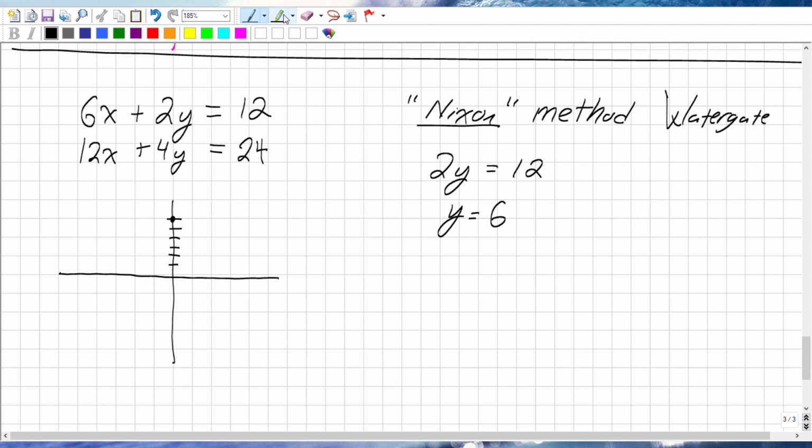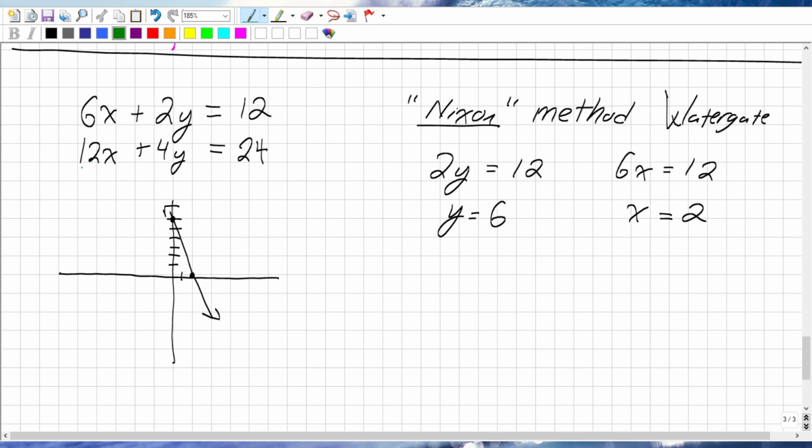Now, to solve for the other part, I would cover up the y, and I'd be looking at my x. What do we have here? 6x is equal to 12. So I'd write down 6x is equal to 12, which means that x must be equal to 12 divided by 6, which is 2. So I go to 2 on the x-axis. Now that I have my 2 points, I can graph them. So there's my first line.